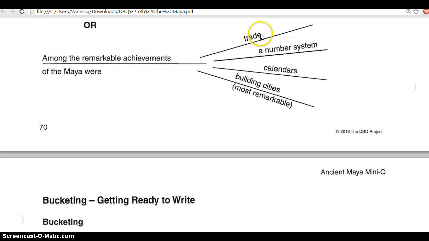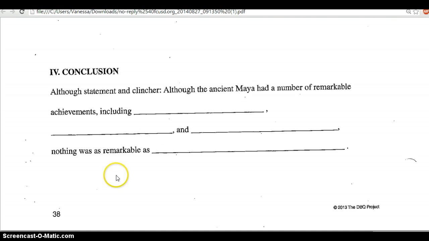The first one's going to be trade. The second line, you're going to write a number system. Third, you're going to write calendars and copy this. And then the fourth one, we're going to say is the most remarkable, building cities. So copy that down now on the bottom of the back of your paper right here. Pause the video if you need to.